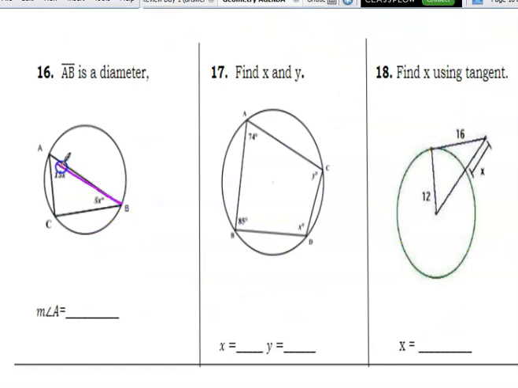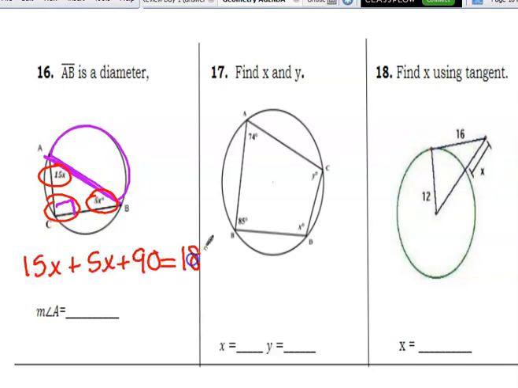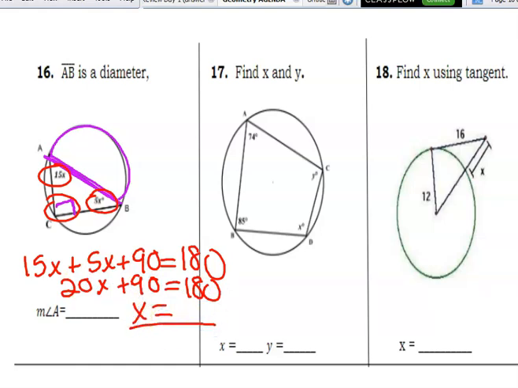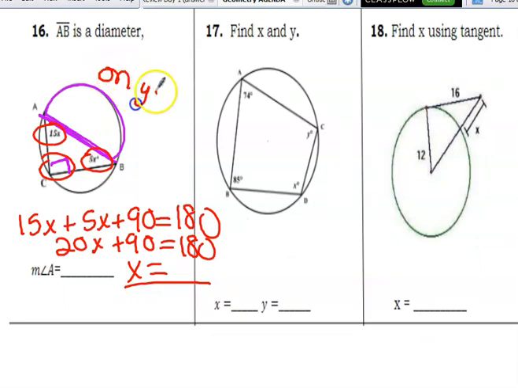All right, AB is the diameter. So if AB is the diameter, therefore this is 180, and therefore this is 90. Okay? So it says find angle A. So I'm going to add these up. So 15x plus 5x plus 90, and all triangles add up to 180. So I've got 20x plus 90 equals 180. So solve for x on your own. You should get 4.5, and then it asks you to solve for angle A. So you're going to plug it back into that one. So 15 times 4.5, and then that is your answer.